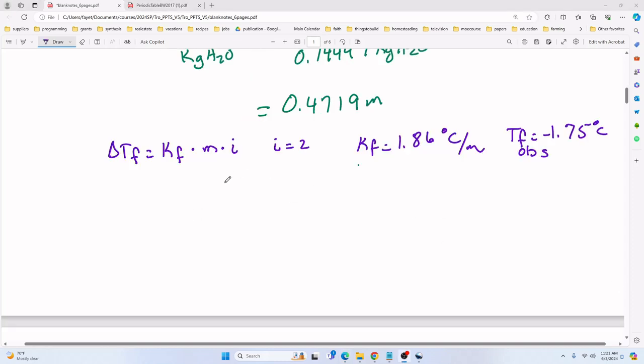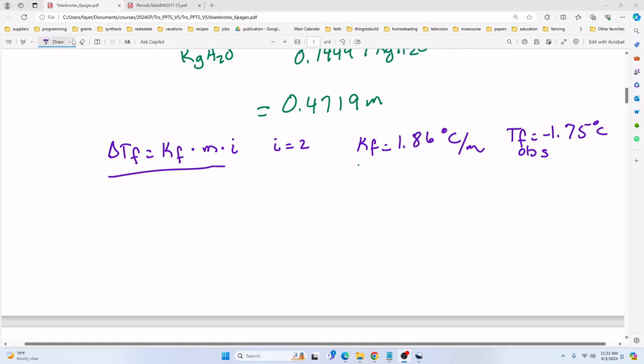So our final goal is to calculate our freezing point depression that we would theoretically have with the amount of sodium chloride that we used and compare it to the freezing point depression that we observed in our lab. So we observed a freezing point depression of negative 1.75 degrees C. So we're going to calculate the theoretical freezing point depression from this equation. Given that our i, or our Van't Hoff factor, is 2, and our K sub F for sodium chloride, that's our freezing point depression constant, is 1.86 degrees C per molal.